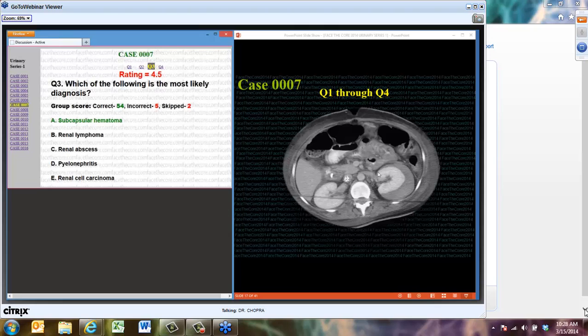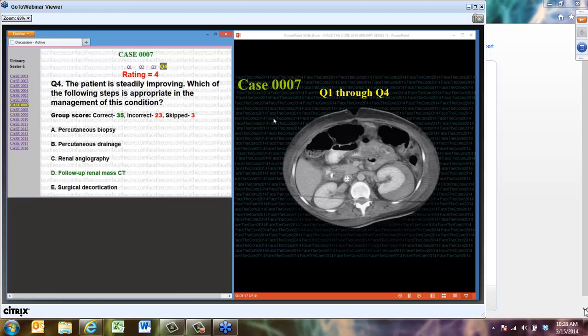So it's a high-density material in it. Actually, this patient had a surgery, developed a DVT, for which they were started on heparin, developed this hematoma, and then an IVC filter was placed. What would you do next in this case? The patient is steadily improving. Which of the following steps is appropriate in the management of this condition?